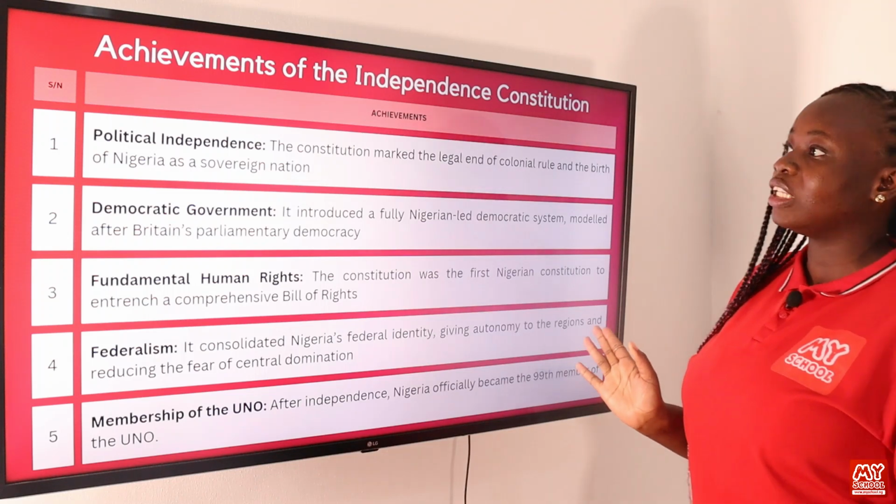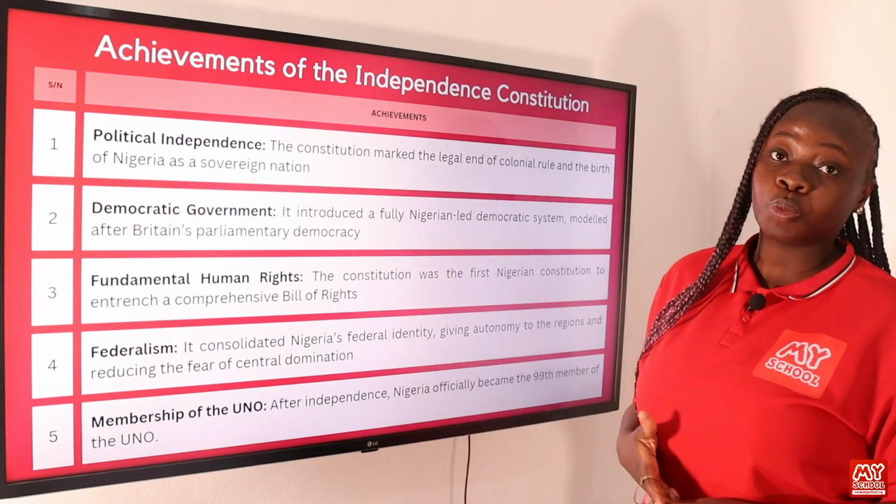All right, what are the achievements of the Independence Constitution? One of the achievements is political independence.